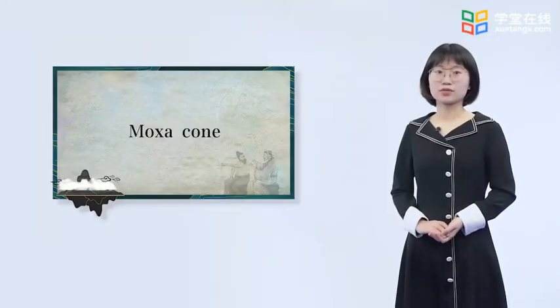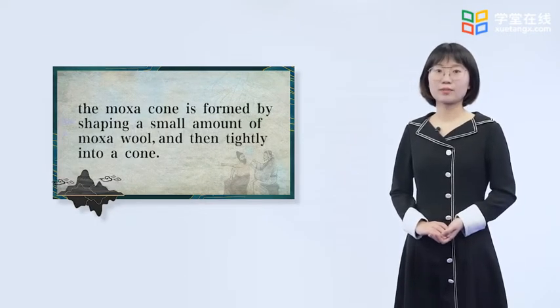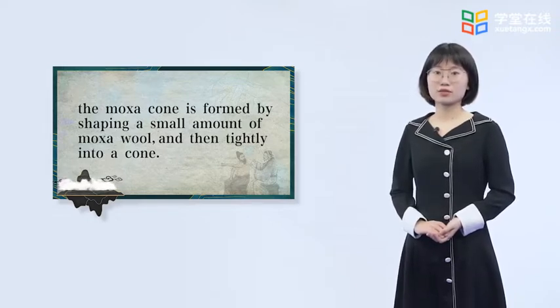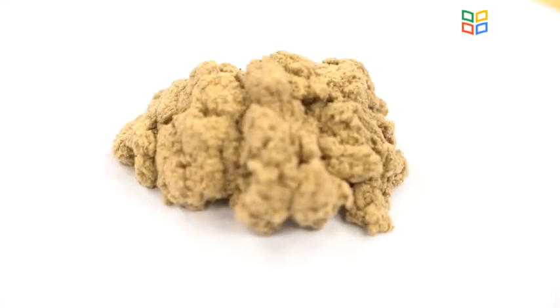At the beginning, we should know what a moxa cone is. The moxa cone is formed by shaping a small amount of moxa wool tightly into a cone. We have already talked about that. The moxa wool is made from mugwort leaves. It is also the raw material of moxibustion. It looks like this one. It has soft fibers and a special odor. And moxa cones may have different sizes according to the conditions to be treated.